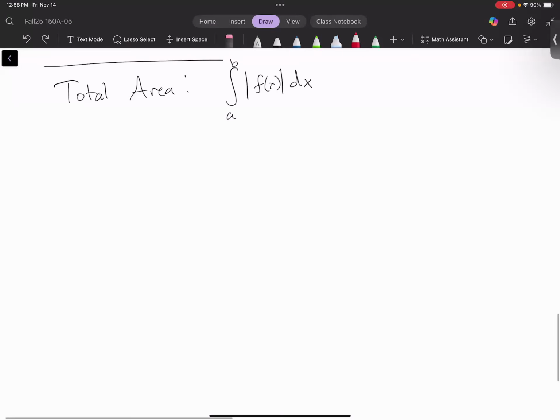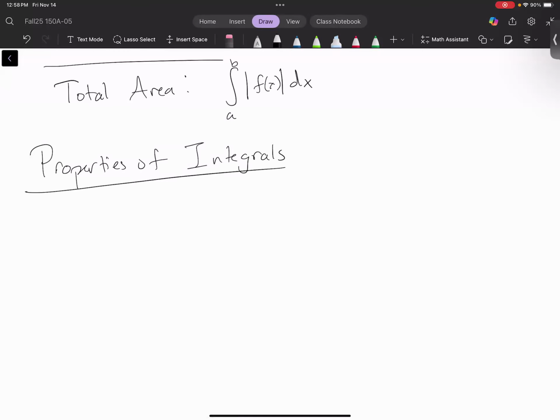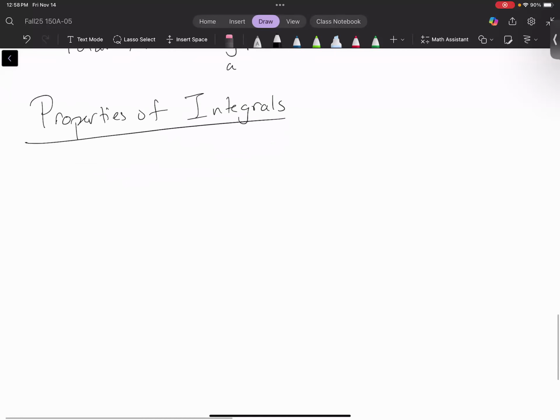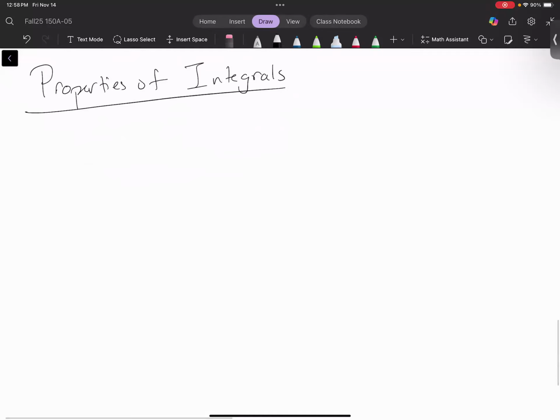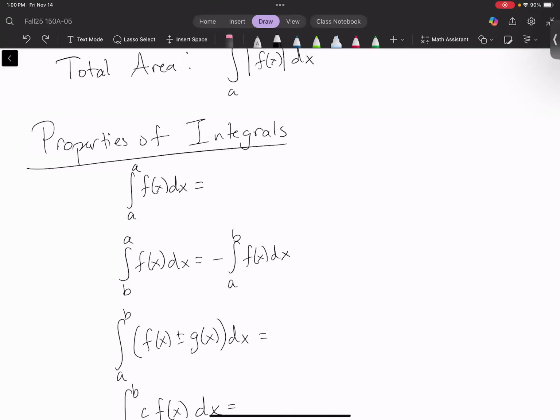Now let's jump to properties of integrals. We've talked about properties of limits, derivatives, sums. Now let's do integrals. I'm going to write some stuff down and we'll fill in the answers together. All right, I've written some stuff here. Let's do the first one: the integral from a to a of f of x dx. What is that going to equal?